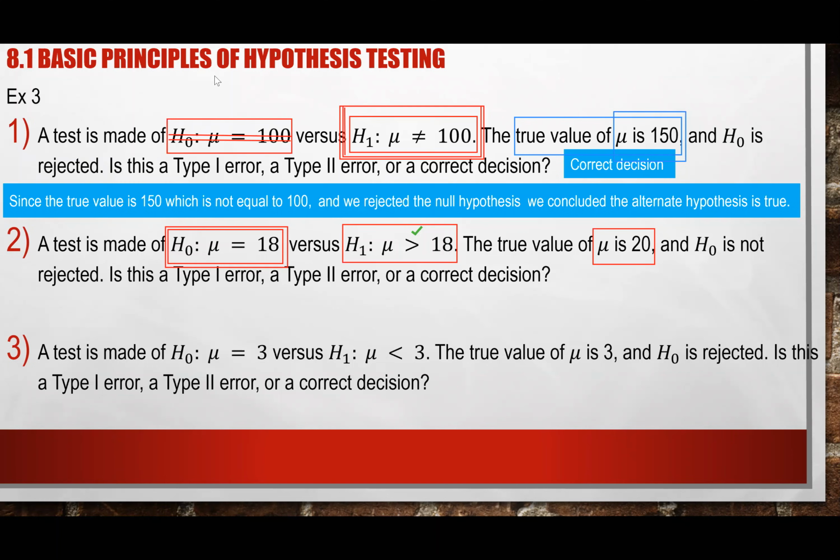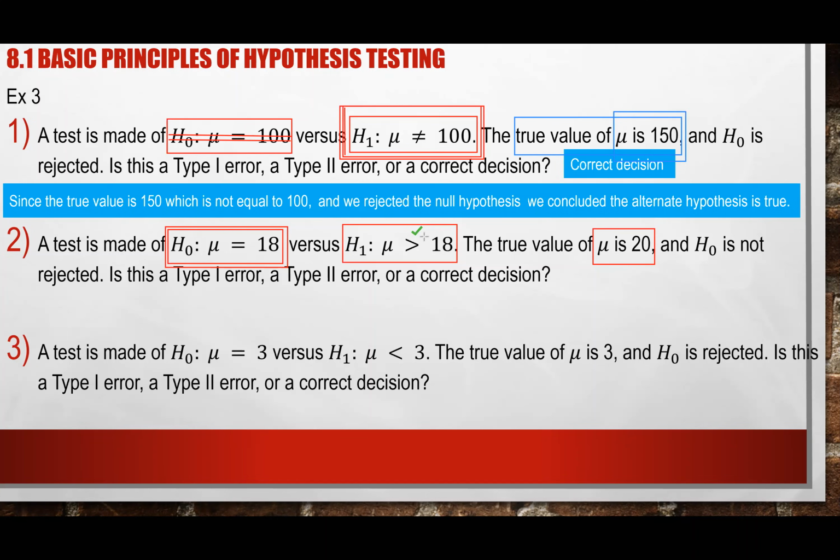Type 2. Type 2, right? Why type 2? Remember, type 2 is when H naught is false, but you fail to throw it away, right? In this case, H naught is false because we did the test and we see that this is right, right?